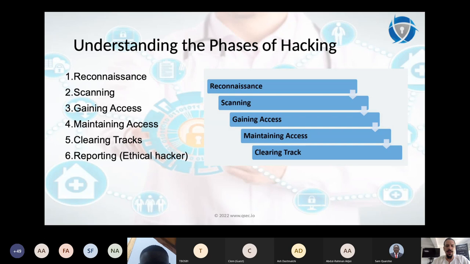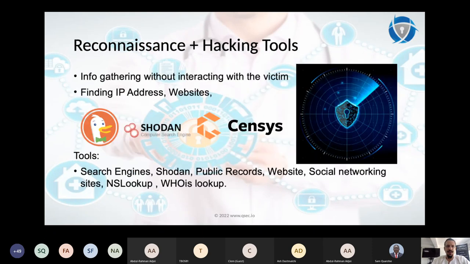In the case of an ethical hacker, who needs to report an issue to the company, there is a final sixth stage. So: reconnaissance, scanning, gaining access, maintaining that access, and then clearing the tracks. Now, reconnaissance is basically gathering information without interacting with the victim. This can be done via the internet, or whilst connected to a network inside the LAN.